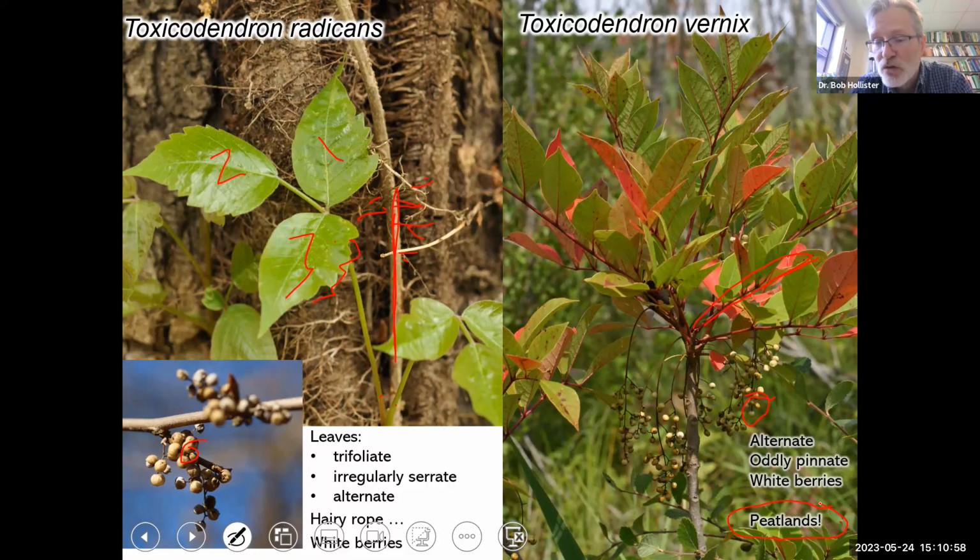But again, good one to know because of the allergic reaction. Poison sumac generally is a much worse reaction for most people. Your allergic reaction can change over time too.